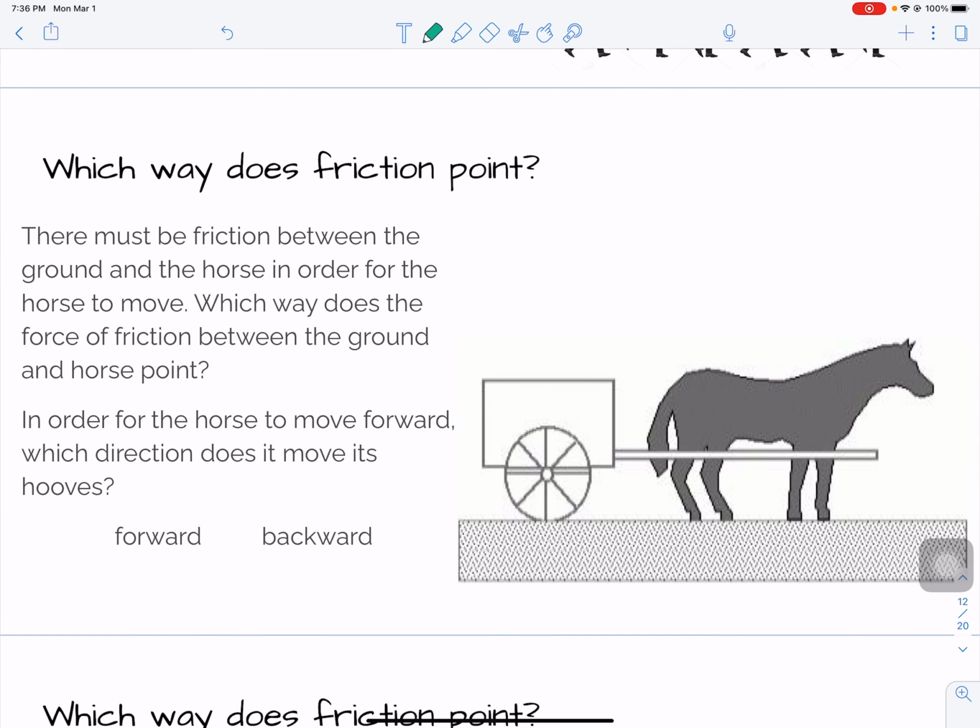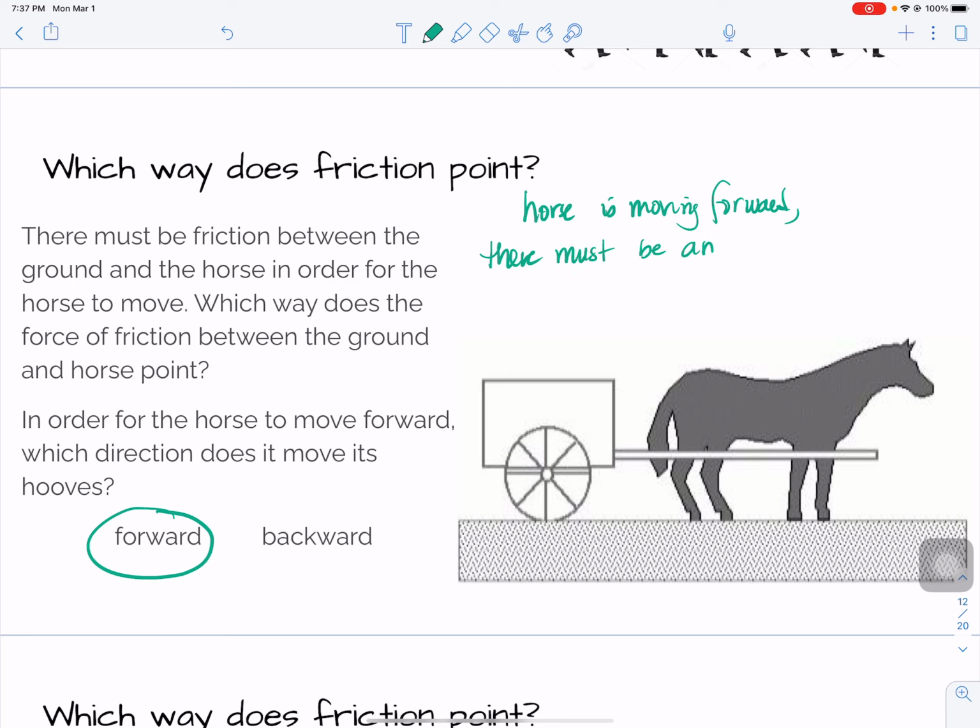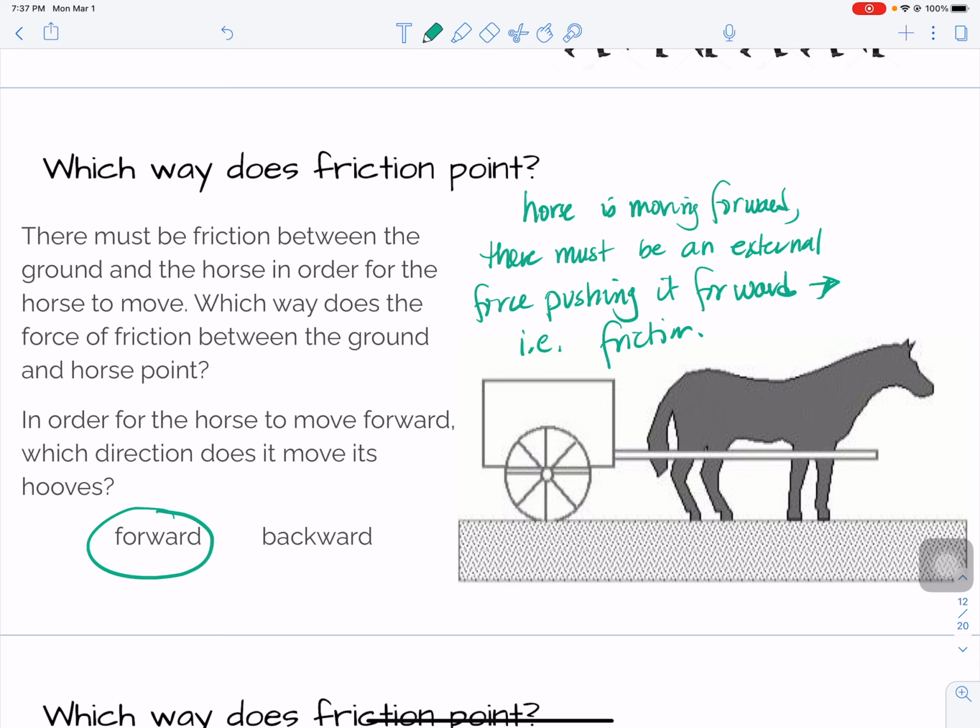All right, so there must be friction between the ground and the horse in order for the horse to move. If the horse were on ice, it would not be able to move. Which way does the force of friction between the ground and the horse point? Okay, it has to move forward. If the horse is moving forward, there must be, and I'm going to say external, force pushing it forward. So something not on the horse. And that external force is friction. So in other words, i.e. friction. So the forward motion comes from friction pushing the horse forward.